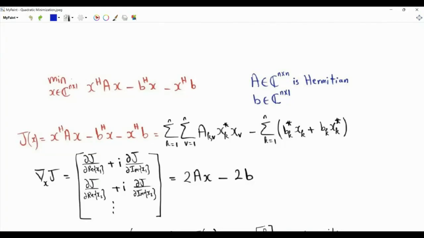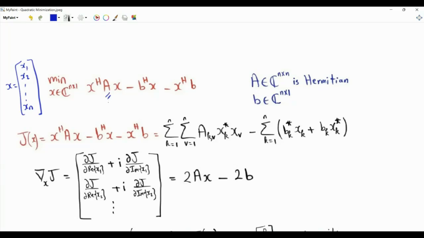We are interested in minimizing this quadratic function. So our variables are in the n-dimensional complex valued x. So x has components x1, x2, all the way to xn. And these are complex, so each of those variables has a real part and an imaginary part.